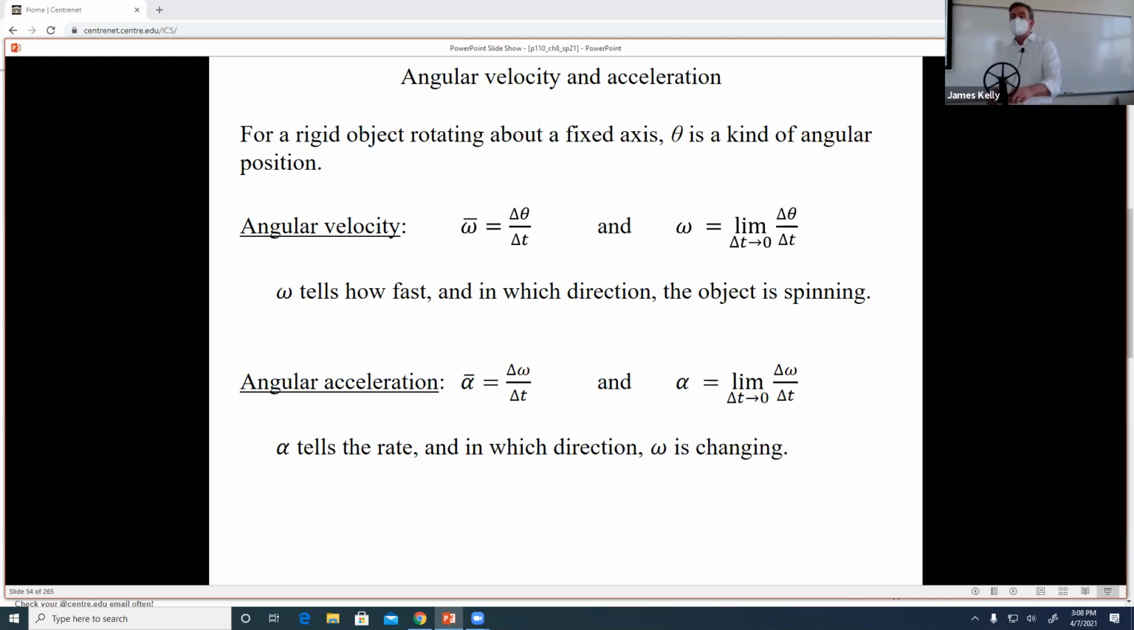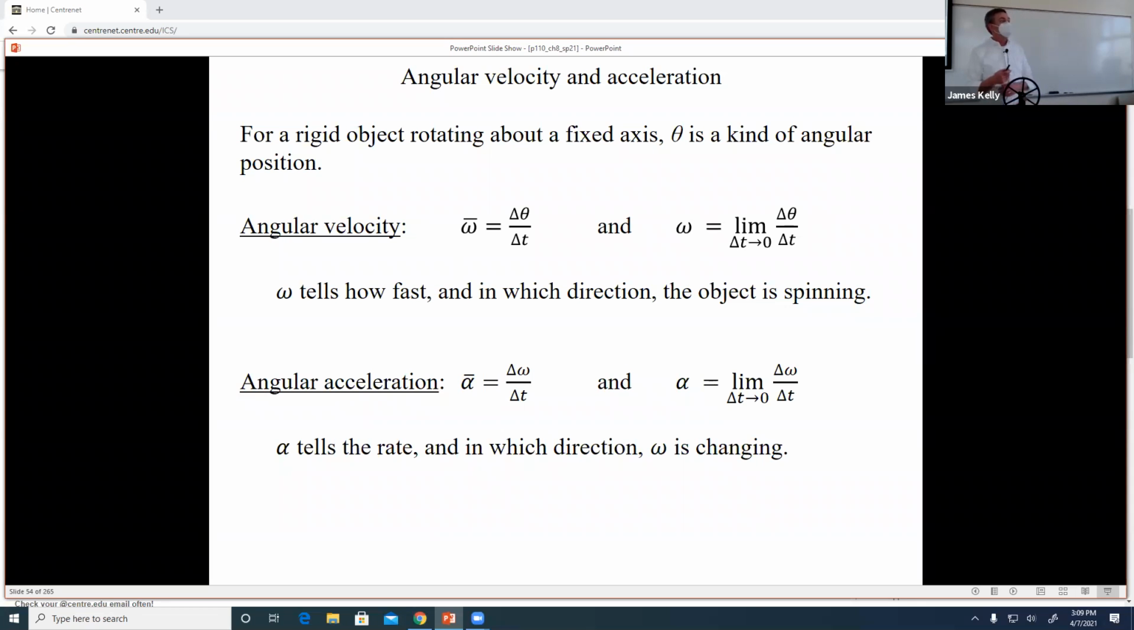So for example, if we define which way we mean to be the increasing theta direction, so this is the positive theta direction, this is the negative theta direction, then if it's spinning so that theta is increasing as time goes on, we call that a positive omega. And if it's spinning in the opposite direction, so theta is decreasing as time goes on, that's a negative omega. And similarly, angular acceleration tells us the rate and the direction in which omega is changing.